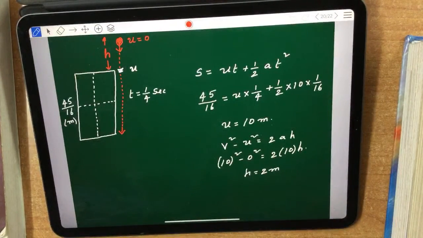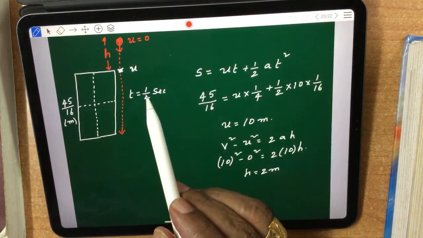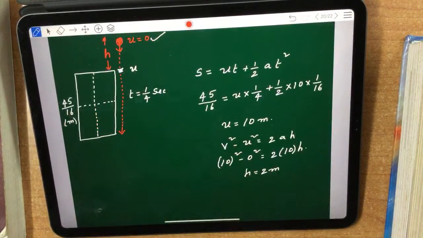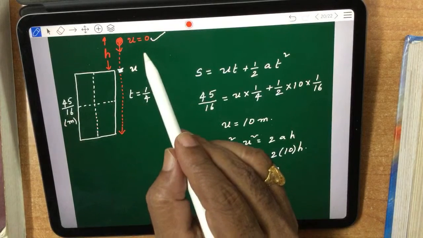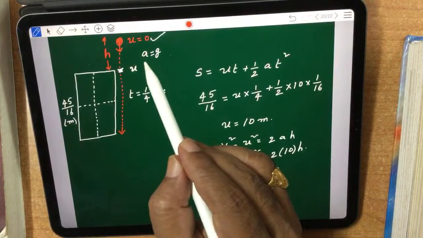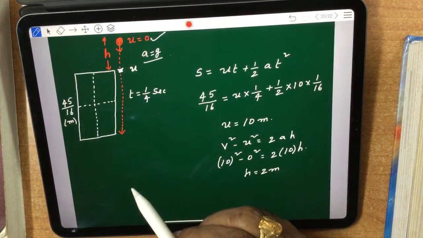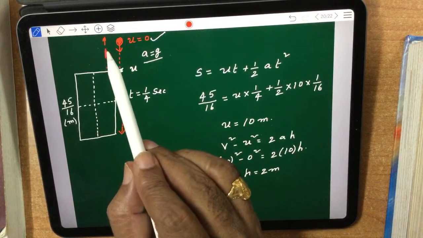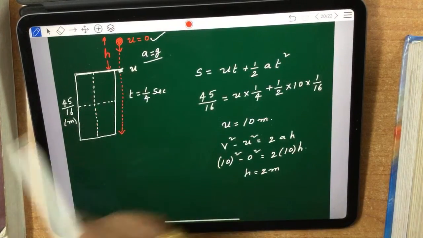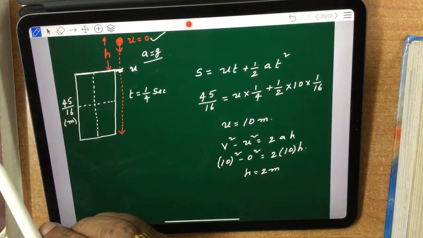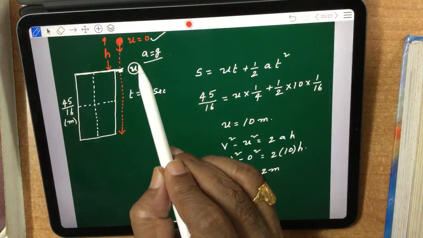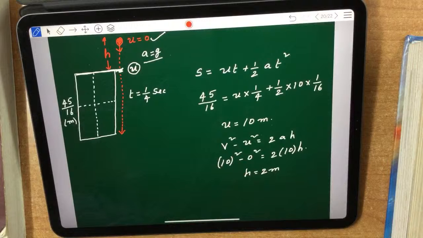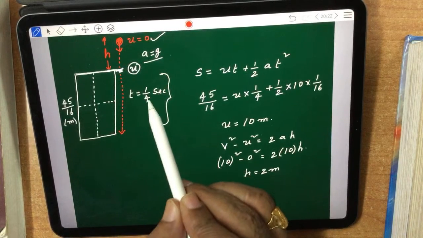Look at this. First thing, remember that for a freely falling body, initial velocity is 0. Then acceleration is g. These 2 points you have to remember first. U is 0, a is g. Okay. It is falling from a height h above the window. When it is about to cross the upper edge of the window, let us say its velocity is u. When it is just crossing the upper edge of the window, its velocity is u. And the time taken to cross the window is 1 by 4 seconds.